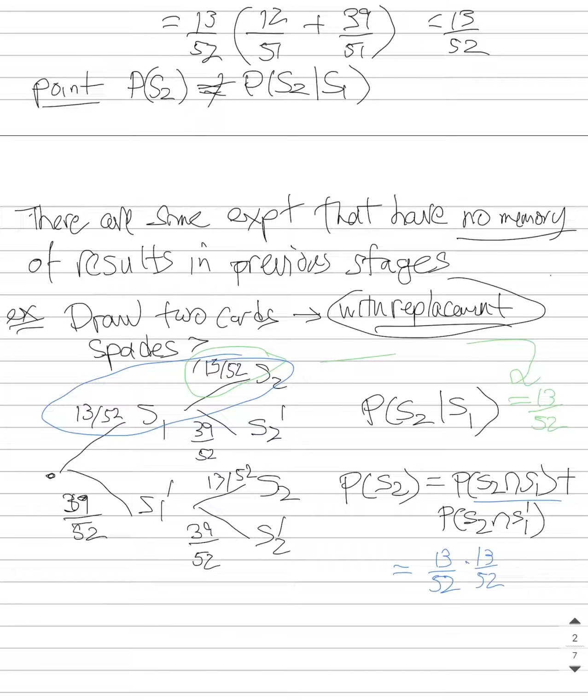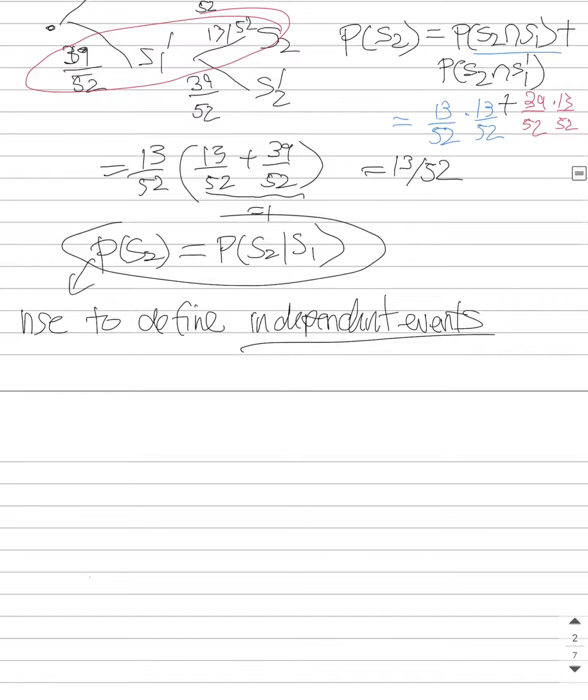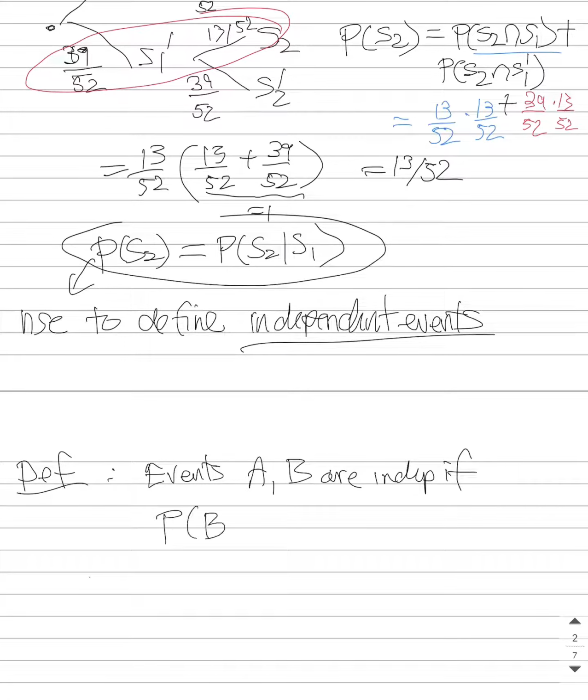And we are going to use this to define a new concept. So we're going to use this to define what we call independent events, where the events do not care about what happened previously. But mathematically, we are going to say that events A and then B are independent if the probability of getting B is exactly the same as probability of getting B given that you got A. It doesn't care about what happened on A.